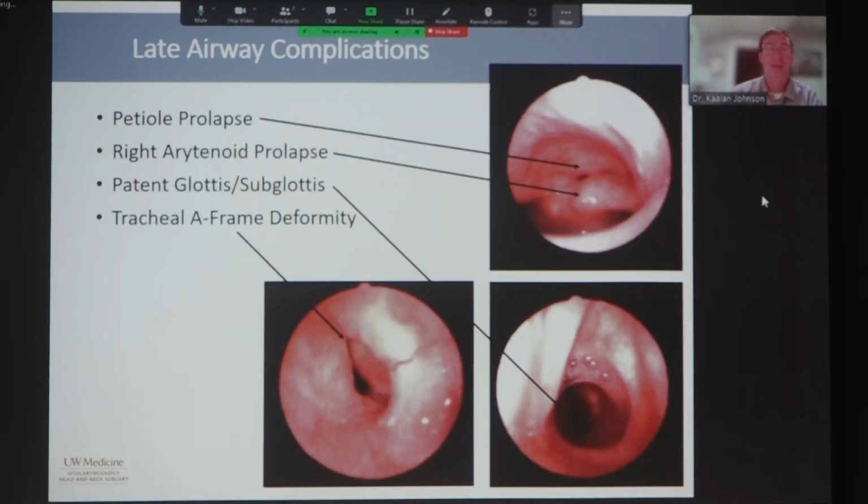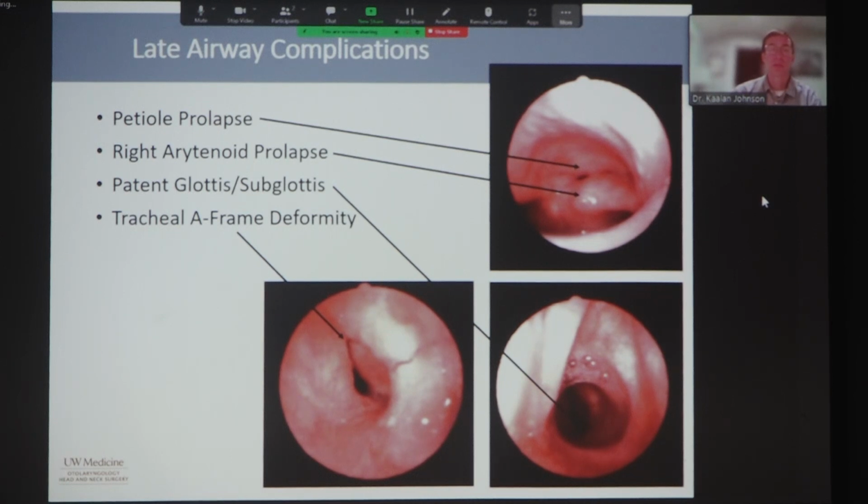But the three complications he had were an epiglottic petiole prolapse. He had right arytenoid prolapse. His glottis, where he'd had two previous surgeries, was great. That was the only thing that worked really well from his prior surgeries. But then he had a tracheal A-frame deformity, which was dynamic. And all these things resulted in baseline stridor for him and exercise limitations. But again, when he got sick, he was truly terrifying.